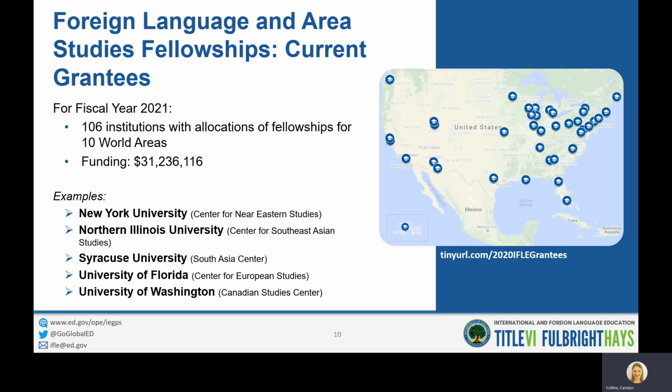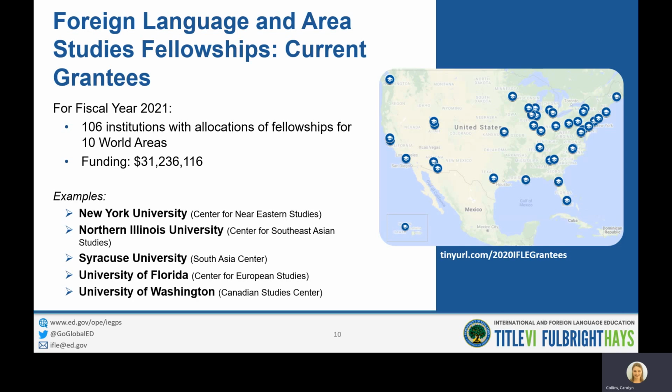For fiscal year 2021, we have 106 institutions that have received allocations of fellowships for 10 different world areas. The FLAS program represents $31.2 million of funding for fiscal year 2021. And as you'll see listed, we have a few examples to give you a better understanding of what institutions and centers have applied for and received allocations of these awards.